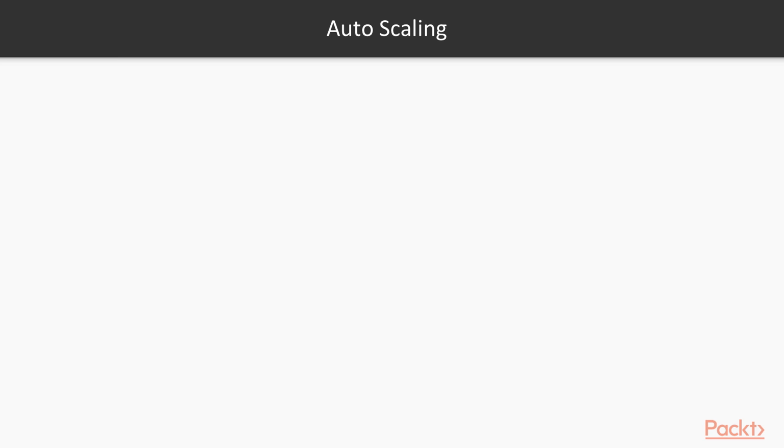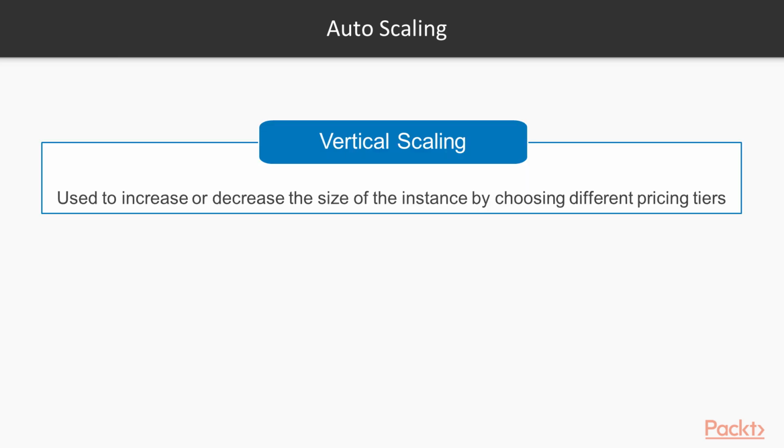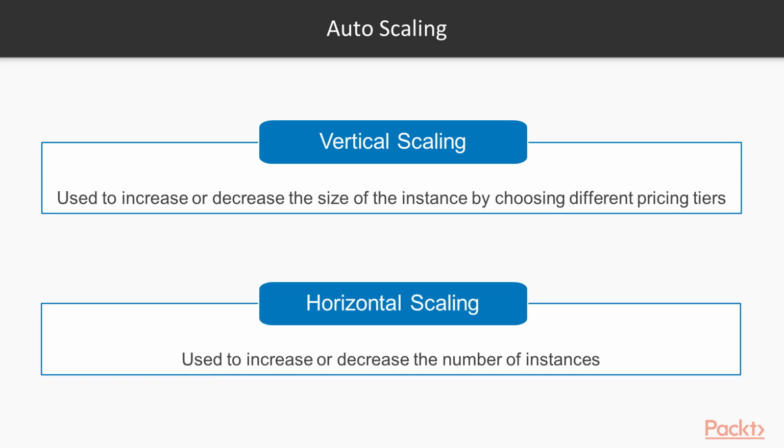Lastly, we see Auto Scaling. A significant part of making an application highly available and having good performance is scaling resources. There are 2 types of scaling: vertical scaling and horizontal scaling. In vertical scaling, we increase or decrease the size of the instance by choosing different pricing tiers, and to increase or decrease the number of instances, we use horizontal scaling.